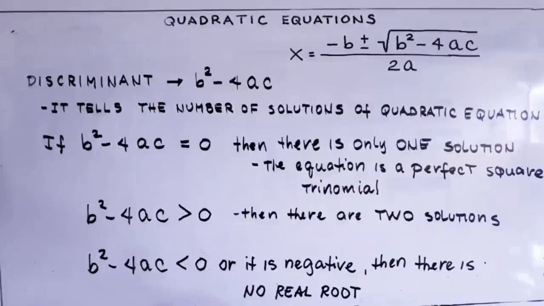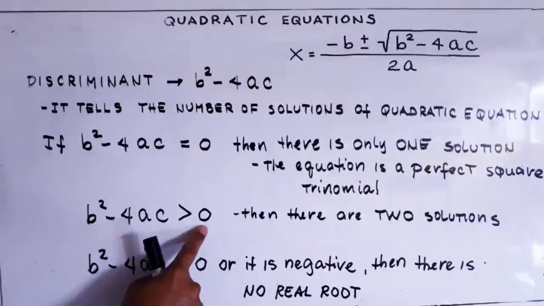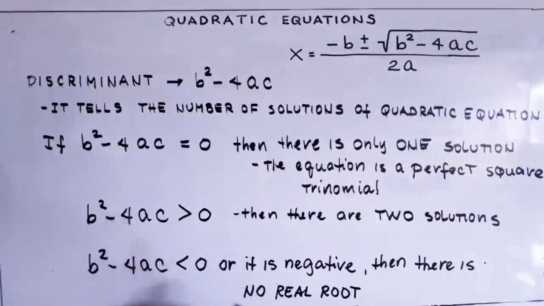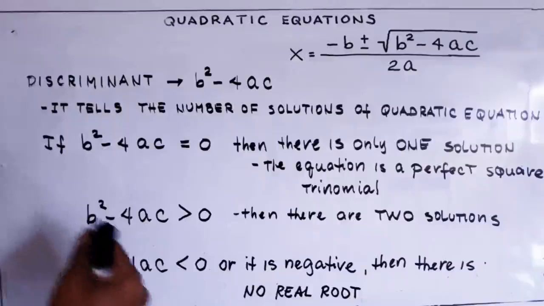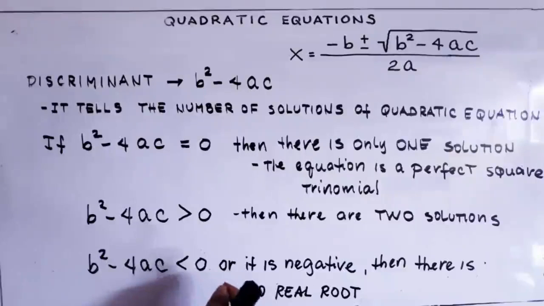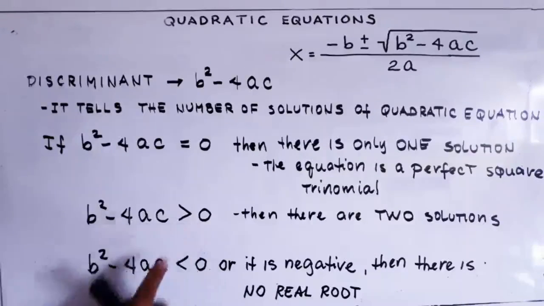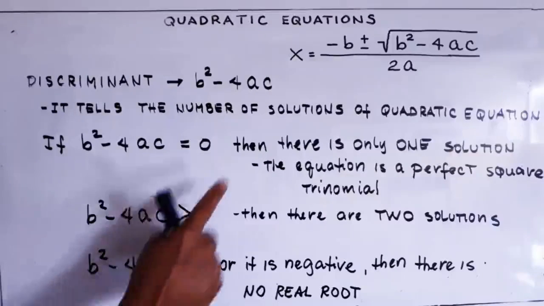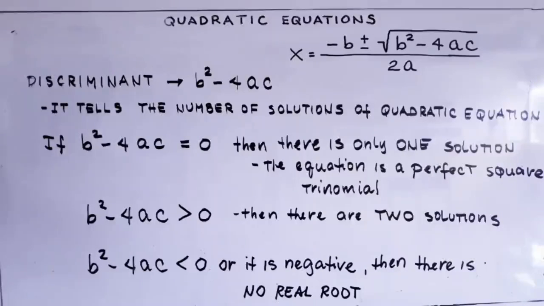Two solutions. Now, if this is a perfect square number, like 1, 4, 9, 16, 25, 36, and so on, then we can use the factoring method to find these two solutions, because factoring is easier than using the quadratic formula. If this is not a perfect square, then you may resort to the quadratic formula.